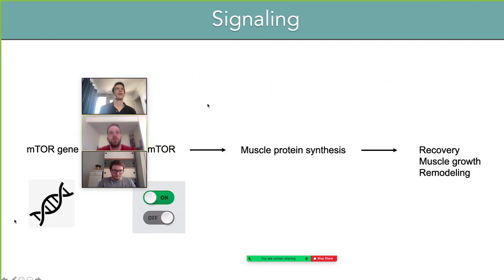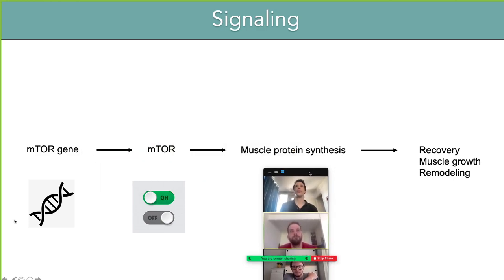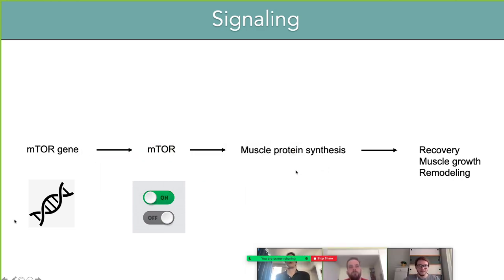So I made a slide to illustrate this a little bit. Ultimately, what are we in practice interested in? That's here on the right side. Recovery from a training session or from competition, maybe muscle growth, or some other kind of remodeling. Like Gus already mentioned, endurance athletes want to build as many mitochondria.